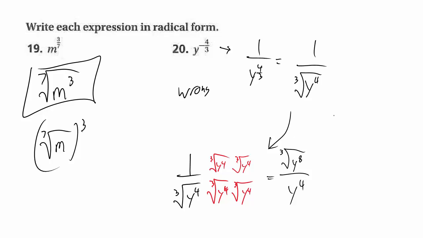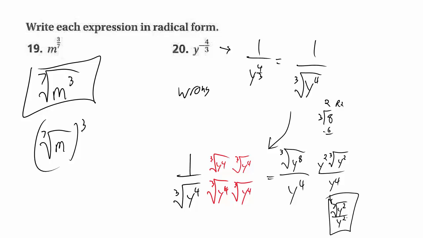If you take 8 and you divide it by 3, that's 2 remainder 2. So that means there's a y squared outside, but there's also a y squared trapped inside, and that's all over y to the fourth. And then these y's reduce. So there's 4 here, 2 here, 2 of them cancel out, so you end up getting y squared in the bottom. So you get cube root of y squared over y squared, and those y squareds do not cancel out. This is your final answer.